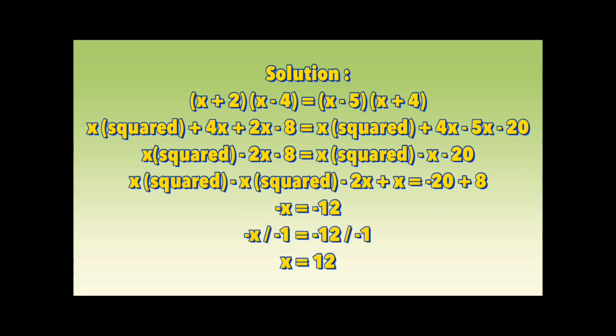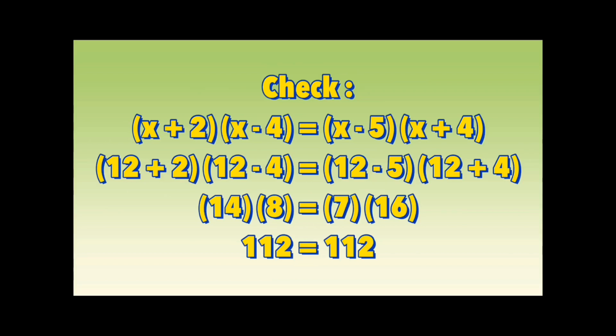And the next step is to simplify again. X squared minus x squared equals 0. Negative 2x plus x equals negative x. Then negative 20 plus 8 equals negative 12. Then since we have negative x, we're going to divide both sides of the equation by negative 1. So negative x divided by negative 1 equals positive x, and negative 12 divided by negative 1 equals positive 12. And then next we have to check if the result is correct.